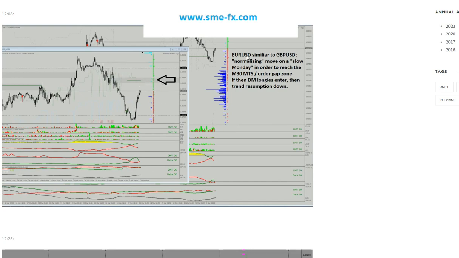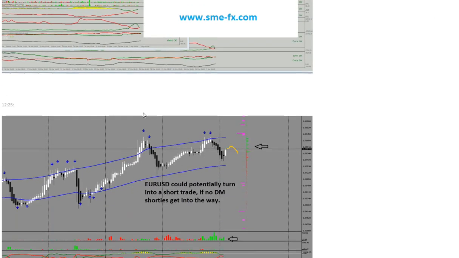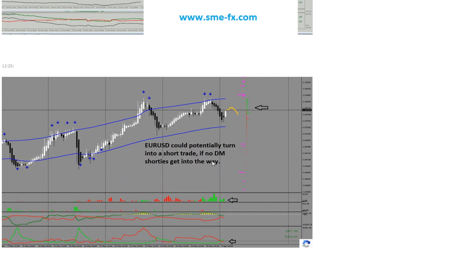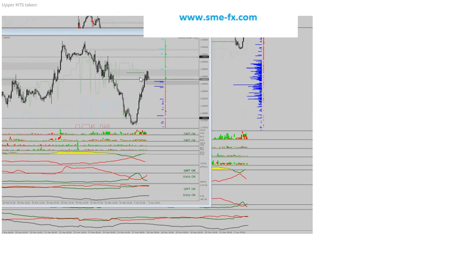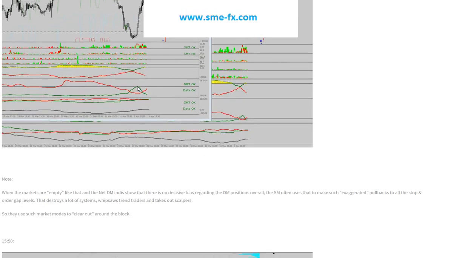Okay, euro dollar similar to cable, normalizing move on a slow Monday in order to reach the M30 medium term stop order gap zone. If then dumb money longies enter, then trend resumption down, but the opposite happened. Shorties came in. Euro dollar could potentially turn down to short rate if no dumb money shorties get in the way, and as we can see, shorties came in. So they took the upper target by the pip.